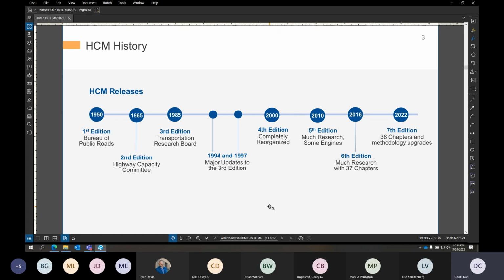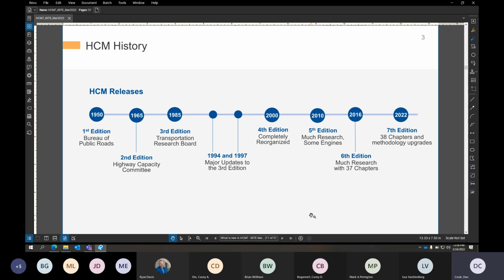And then going forward from that, the Transportation Research Board has been the owner of producing the Highway Capacity Manual. And as time has gone on, it's become more complicated. There are more chapters, more methodologies. It's also become more of a multimodal look. Before, it was all about highways. It was about capacity on highways. It was about the motor vehicle.